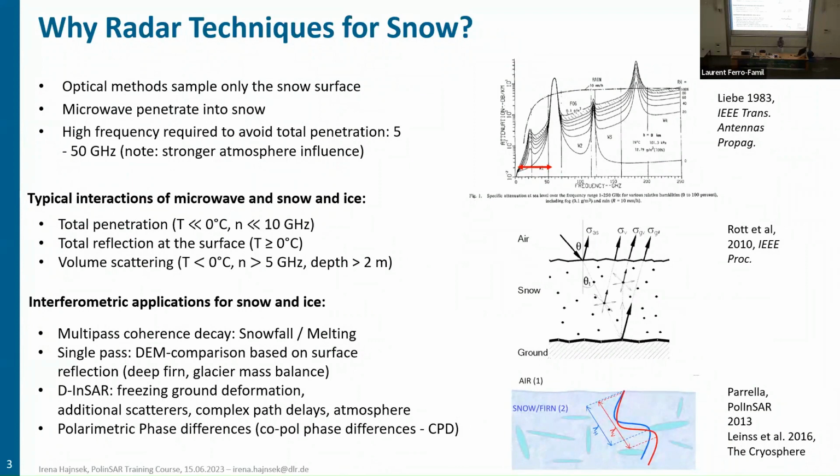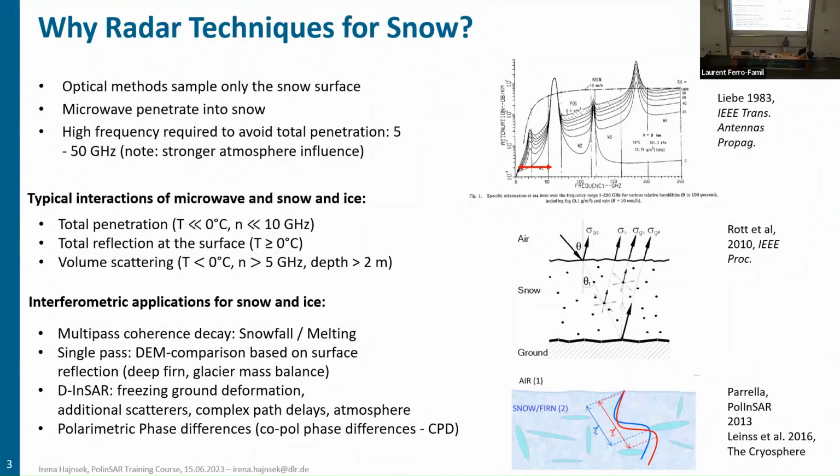So what is the typical interaction of microwave and snow and ice? In terms of penetration capability, if you have high temperature, you also have melting on the surface of the snow or ice, depending on what you have. And with high temperature, normally the penetration capability is very, very low, which means you have no penetration. All the scattering that you have is in principle scattered away from the surface. We call it surface scattering, a total reflection at the surface. This is when I say high temperature, meaning above 0 degrees.